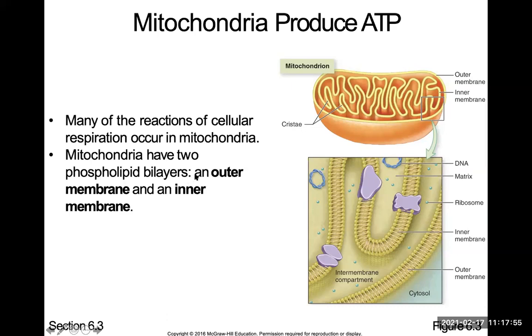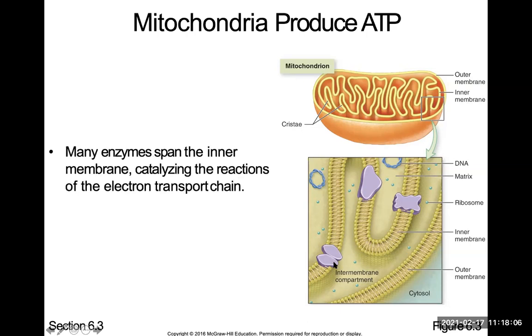So mitochondria have two phospholipid bilayers. These membranes are made up of hydrophilic heads and hydrophobic tails, a phospholipid bilayer, both of the membranes. And there is space in between. This space in between inner and outer membrane is called the intermembrane compartment. And then the space inside the inner membrane is called the matrix. So that's just the anatomy of the mitochondria.